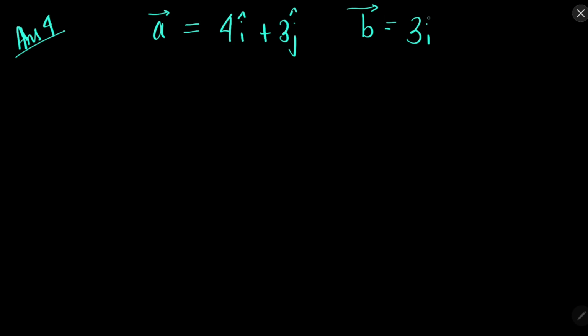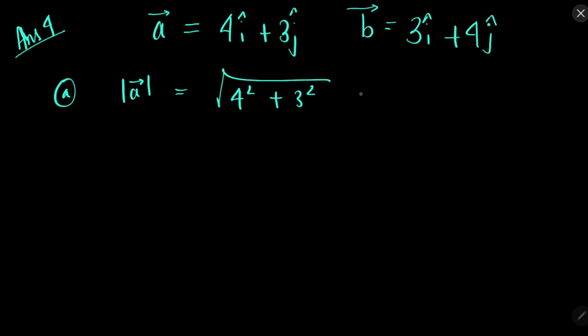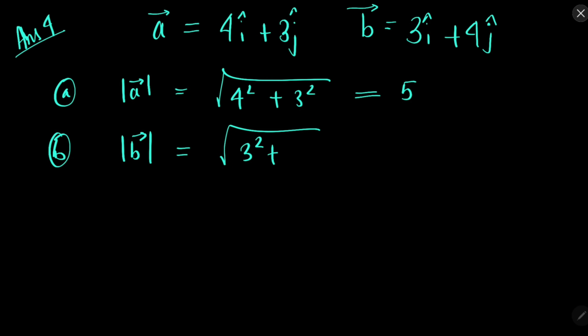So question number 4 solution. We have been given a vector as 4i cap plus 3j cap and b vector as 3i cap plus 4j cap. So these are the quantities that are given. First we need to find the magnitude of a vector, which is quite simple, just square the individual components. So we will get 5. For b vector again, just square the individual components, 3 square plus 4 square, which will again give us 5.